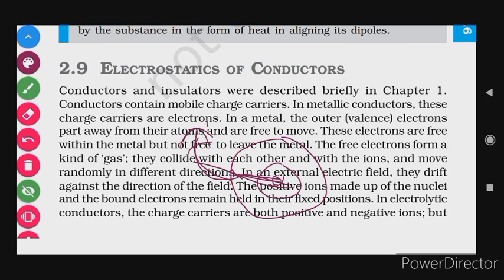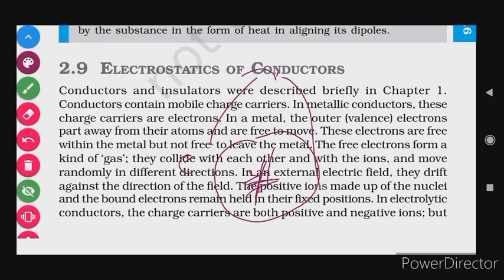These electrons are free within the metal but not free to leave the metal. An electron is free to move inside the metal, but it cannot escape, because as soon as it tries to escape, the whole metal will acquire a positive charge. So there will be a potential barrier. The electron will again be attracted back, so it cannot escape the metal. It is free to move only inside the metal.